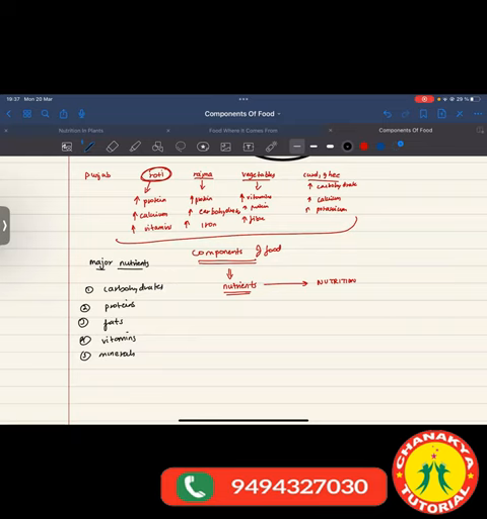What about fat food? All the fatty meals like butter, cheese, curd, all these are dairy products, are all fats. Okay, and vitamin foods? Vegetables. Vegetables and fruits, both are there. Similarly, minerals also, vegetables and fruits.